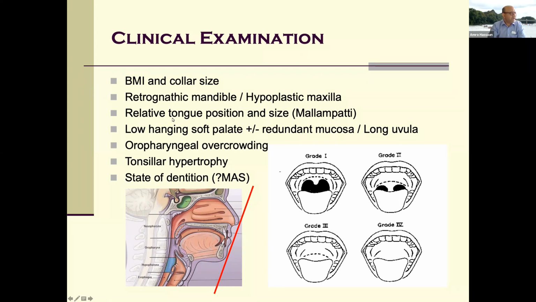We look at the relative tongue position, and that's in this drawing here on the right-hand side. We can grade it according to Mallampati. So we've got grade 1, where you can see the whole of the back of the throat. Grade 2, where you've lost a bit of the uvula. Grade 3, where you can't see any of the uvula. And grade 4, where you can't see any of the soft palate, so you can just see hard palate. Grade 4 is very rare. Grade 3 and grade 2 is reasonably common in obstructive sleep apnea.